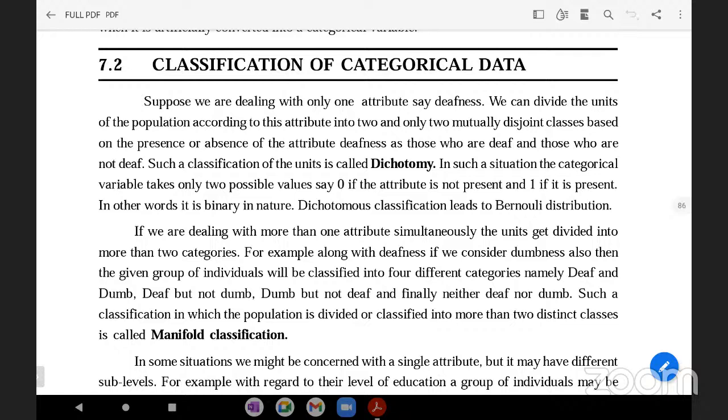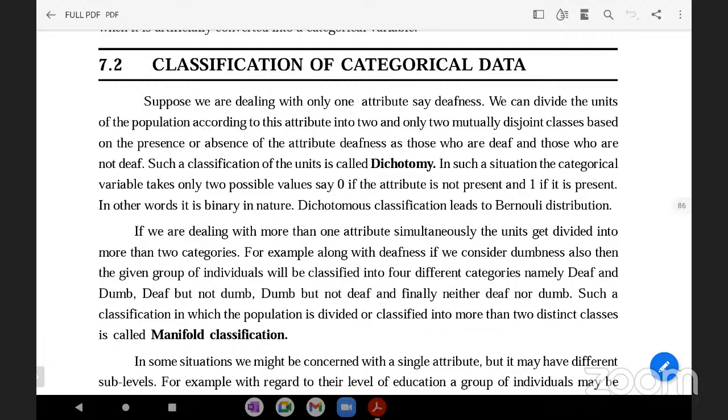Each classification can also be divided into sub-classifications. So more than 2 distinct classes is called a manifold classification. It means the population is divided into more than 2 distinct classes. That is called a manifold classification.